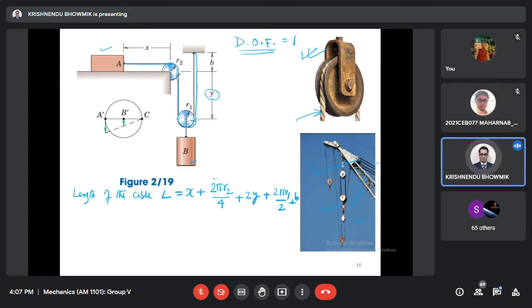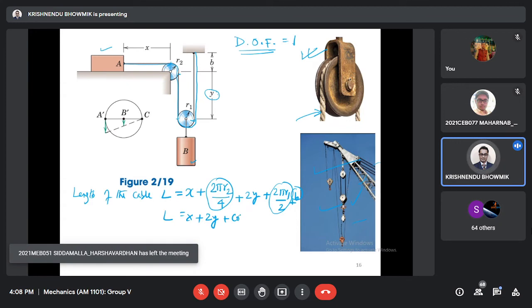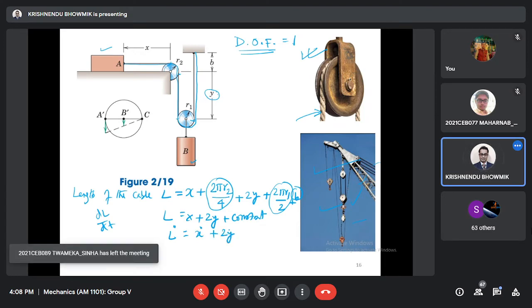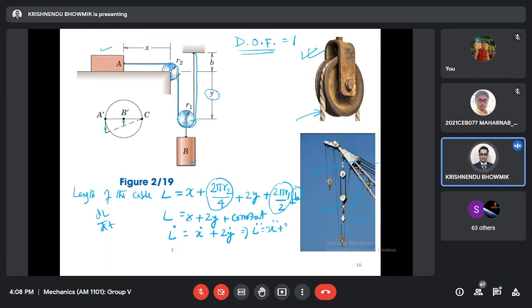Yes, sir. So this is constant, and this is also constant, since the pulleys are fixed. R1, R2 are fixed, and b is also constant. So it is basically x plus 2y plus some constant. Now if you take the derivative, dL by dt, L dot will be x dot plus 2y dot. Once again, to get the accelerations, L double dot equals x double dot plus 2y double dot.